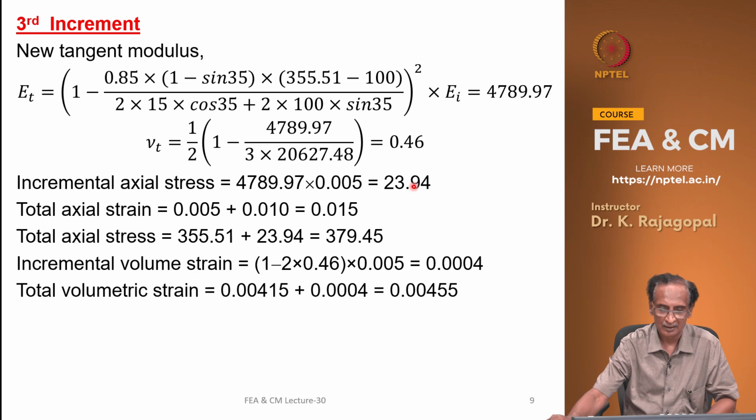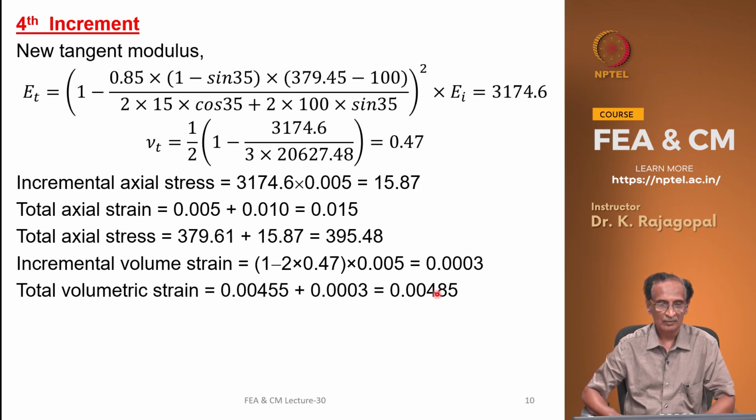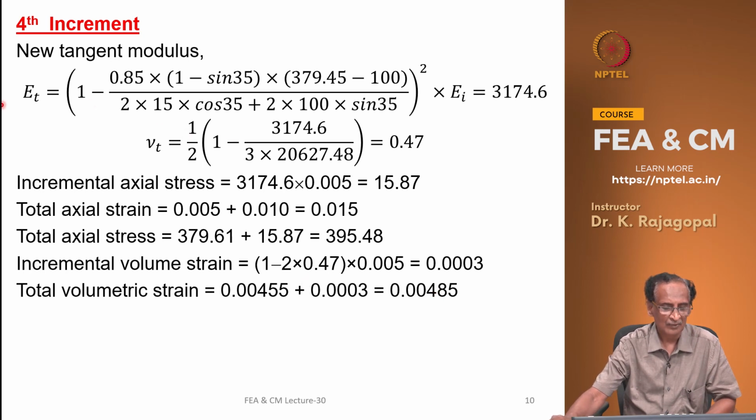and our incremental axial stress is 23.94. So, our total axial stress is 379.45, and this is our total volumetric strain, and we can go on continuing. So, in the next step, our tangent modulus has decreased to 3174, and the Poisson's ratio slightly increased to 0.47, and our axial stress is 395.48, and the incremental volume strain is 0.0003, and this is the total volume strain.